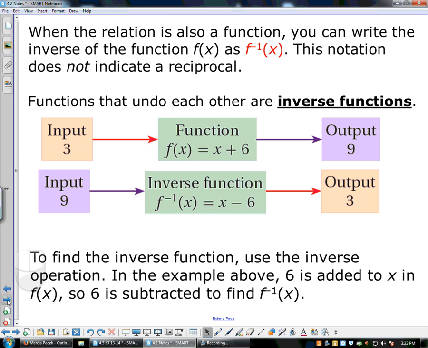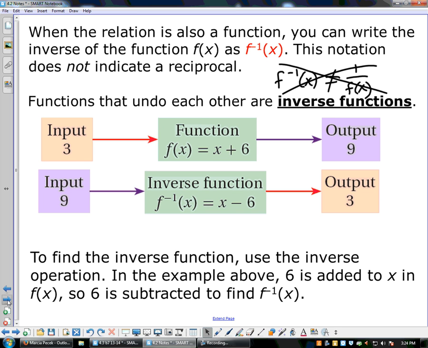Now when we talk about a relation that's also a function, so if it passes the vertical line test, we can write the inverse of the function f of x as f inverse of x. Notice there's a -1 in the exponent part, but this does not indicate a reciprocal. So this is not like a -1 power. F inverse of x is not the same as 1 over f of x. That's just a symbol we use for inverse function.